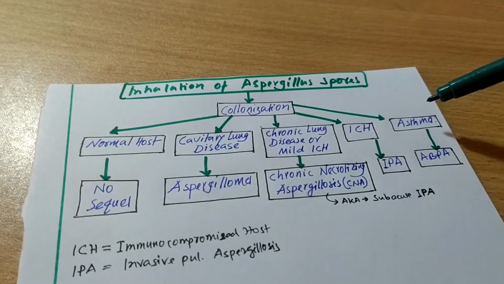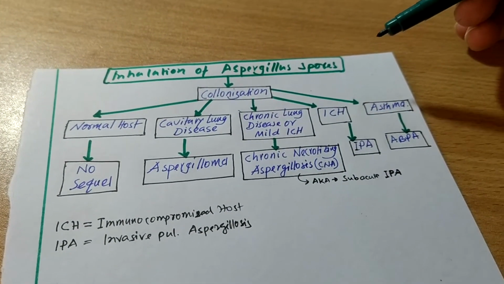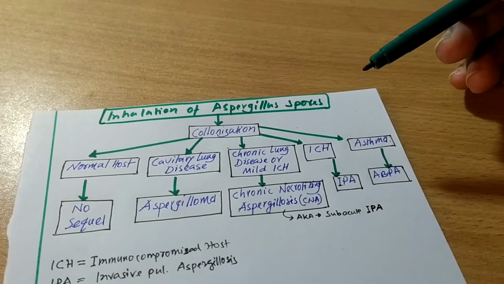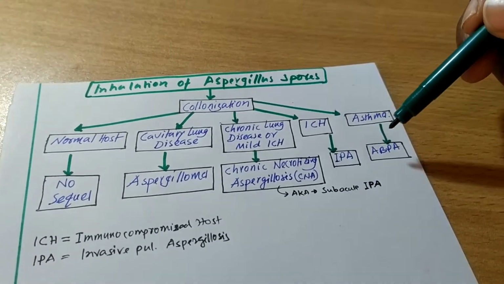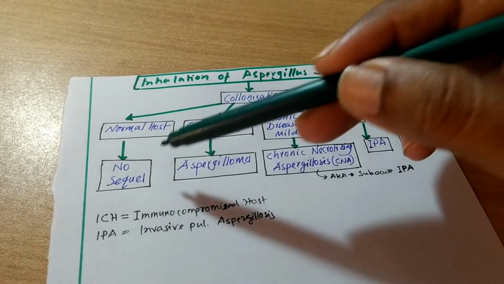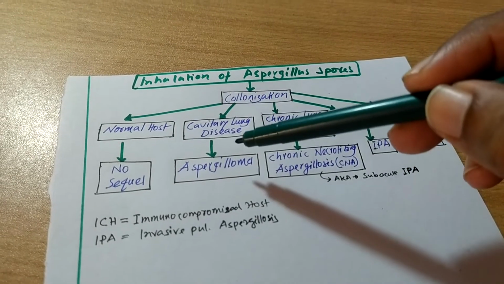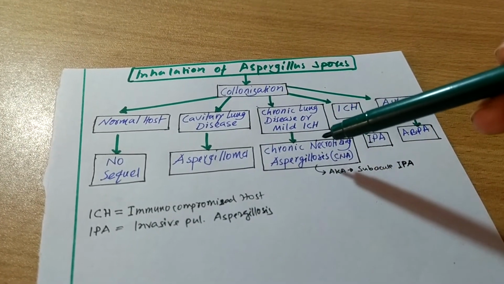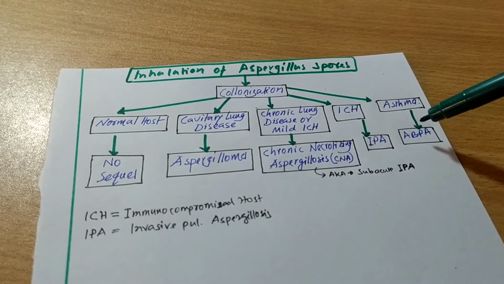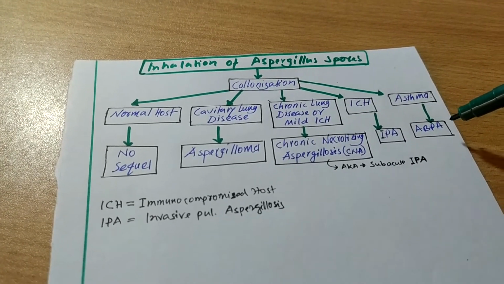Number 5, when the Aspergillus spore enters a patient who is already asthmatic, a diagnosed case of asthma, the form it takes is called ABPA, allergic bronchopulmonary aspergillosis. So these are actually four spectra: aspergilloma, chronic necrotizing aspergillosis, invasive pulmonary aspergillosis, and ABPA, allergic bronchopulmonary aspergillosis.